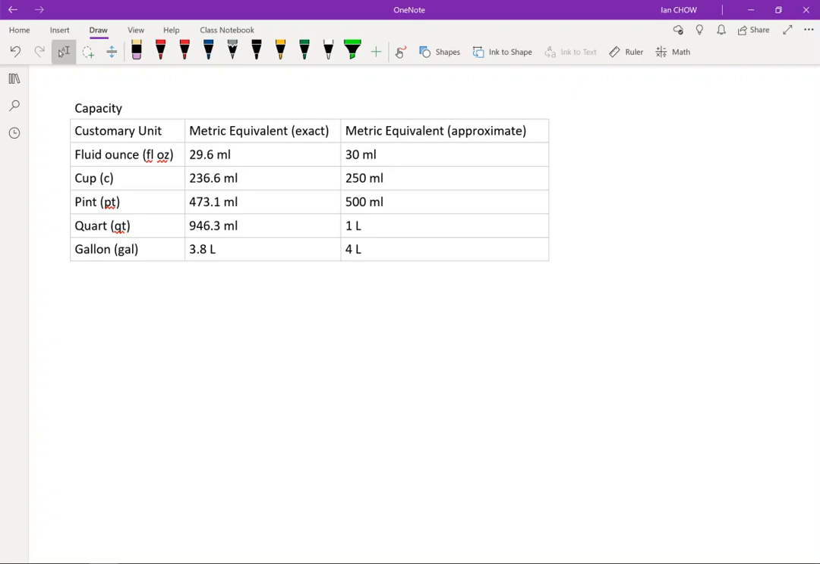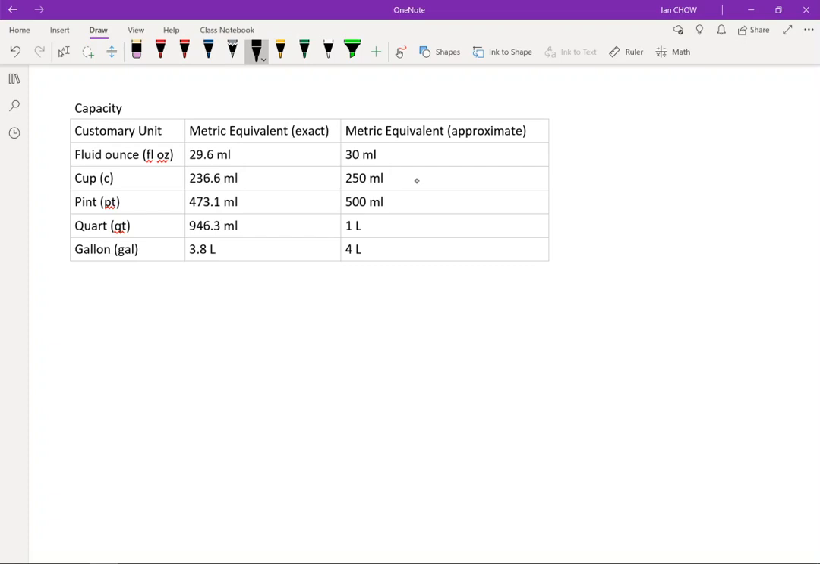They use the same word ounce, but the capacity has fluid in front of it, and you can see in the symbol it's FL OZ. FL stands for fluid, and OZ is ounce. And so 1 fluid ounce is approximately 30 milliliters. What could be 30 milliliters? Maybe a sip of water.